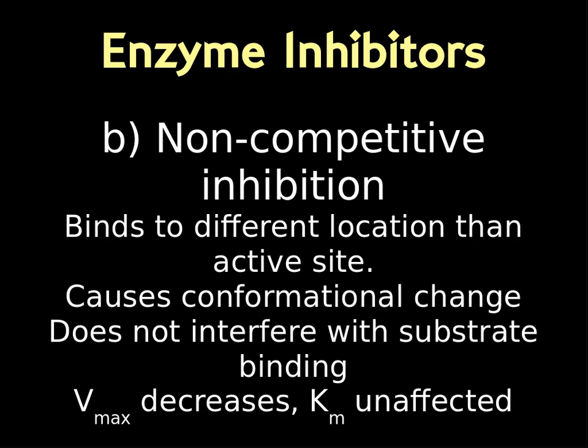So this is, okay, there are actually two subsets: non-competitive and uncompetitive. They're both a type of allosteric inhibition. But that being said, I'm not going to talk about uncompetitive.